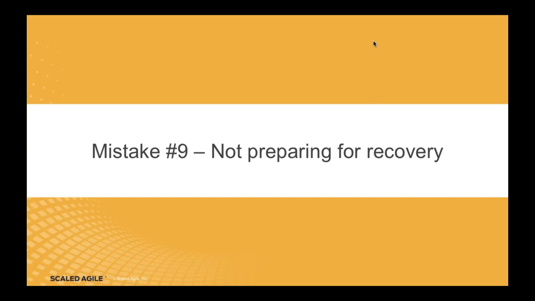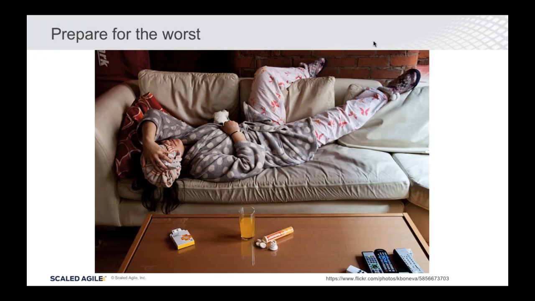Then the ninth and last mistake is not preparing for recovery. You need to prepare for the worst. If you want to deploy faster, if you want to release faster as well, or release whenever there's a market demand for it, then you need to be prepared for what will happen when things don't go right. If I'm deploying continuously to production, what if something doesn't work? If I'm turning something on, what if the market doesn't like it? What if it's creating the exact opposite result that I thought?